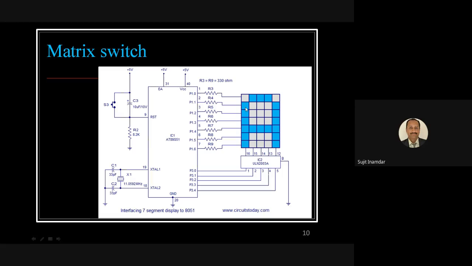When it matches, at that time only the LED will glow in that respective square. Got it?